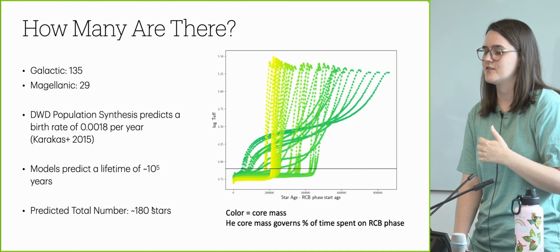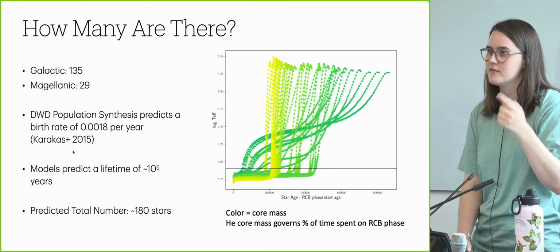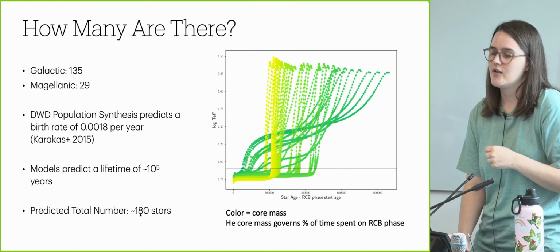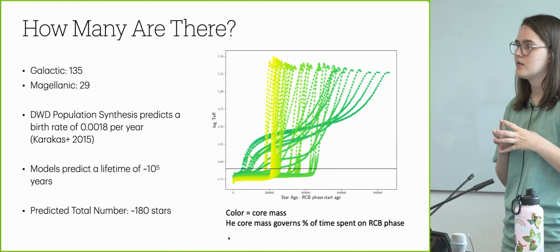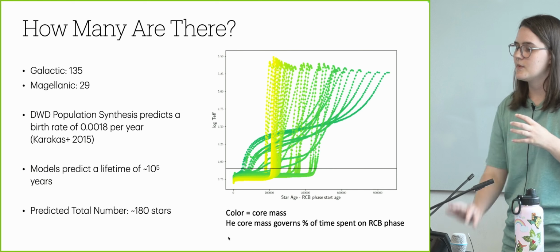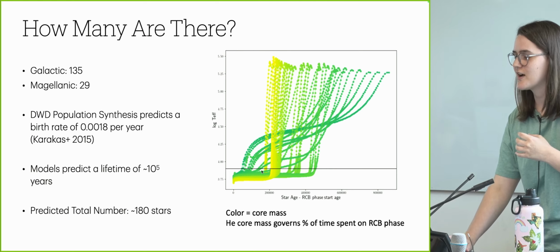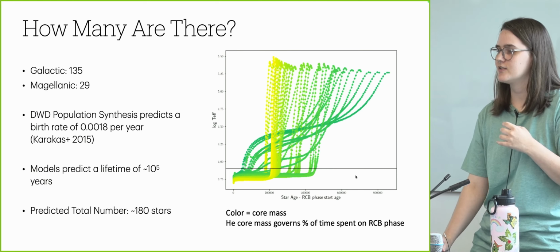So you can get a predicted total number of stars if you use the birth rate from Amanda's paper, on the order of a few hundred stars that we expect in the galaxy. So very spectral. Awesome. Yeah. But this is also related to the core mass, right? So the different core masses have different lifetimes as well.